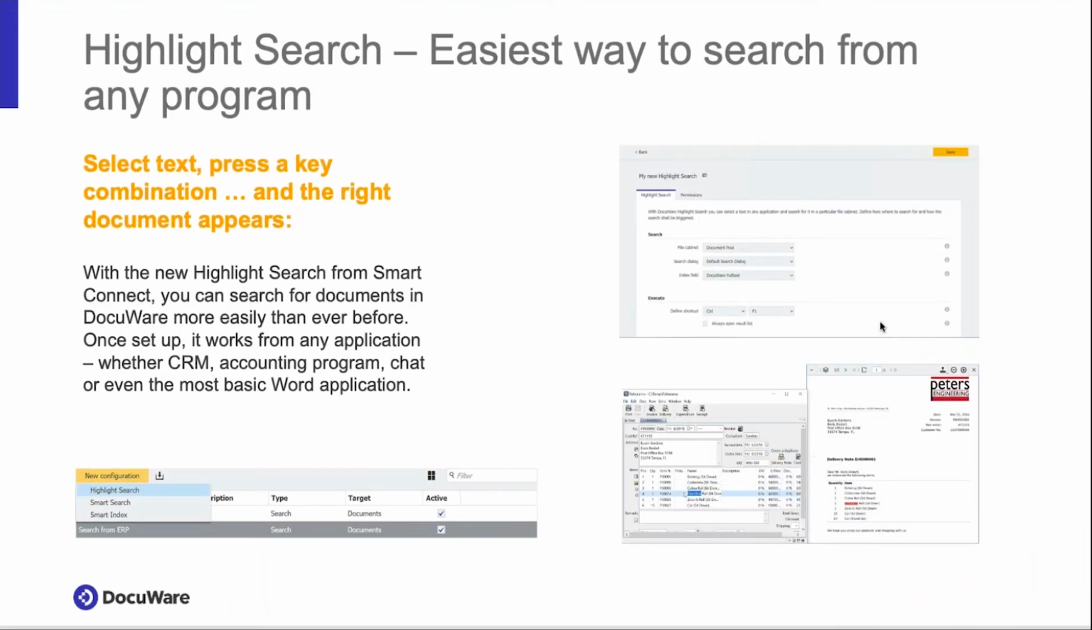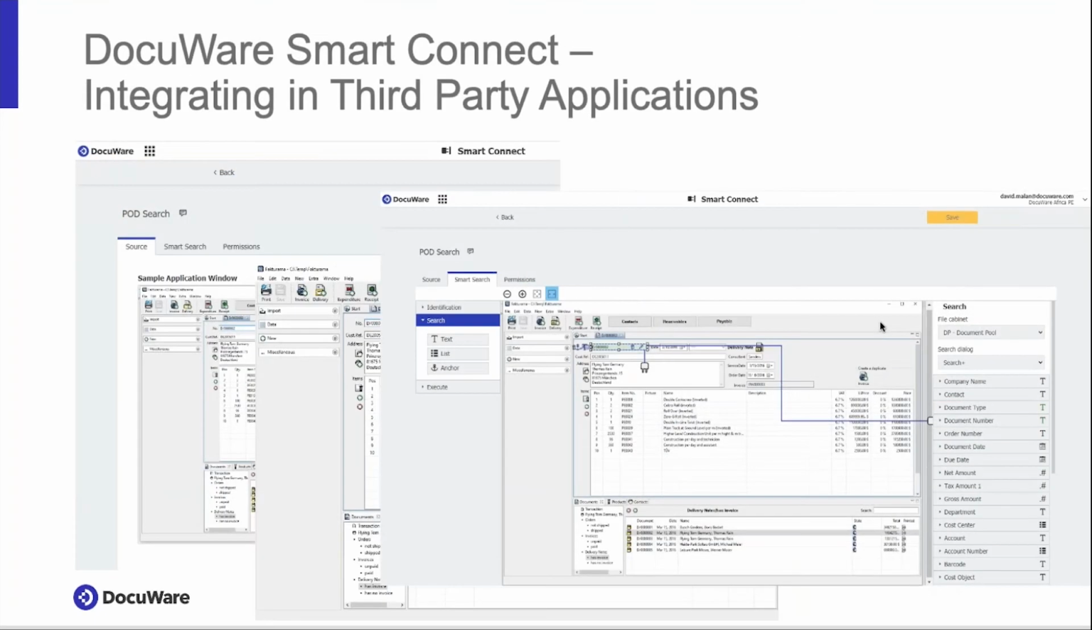So a little bit more on the highlight search, simply set up in the configuration. We'll briefly take a look at that now. I can define what I want to search for, very basic configuration, takes about 2 minutes to set up. And I can define what I want to see once I search. A little bit more on the Smart Connect functionality. We're going to take a look at that now.